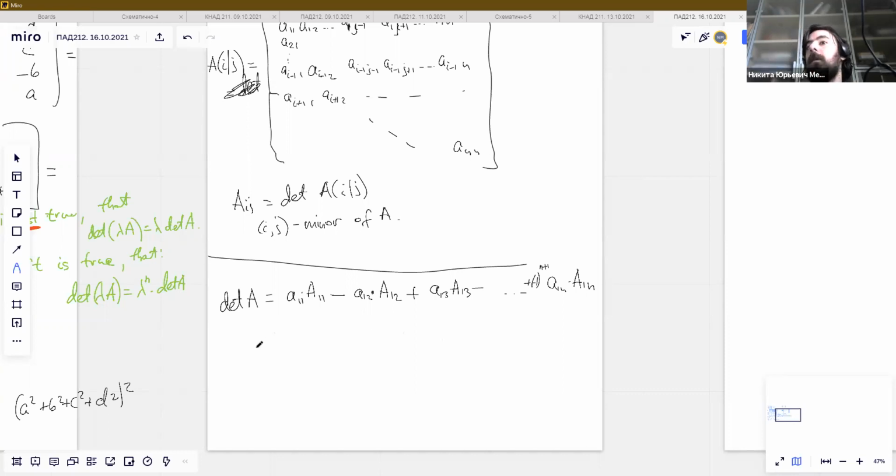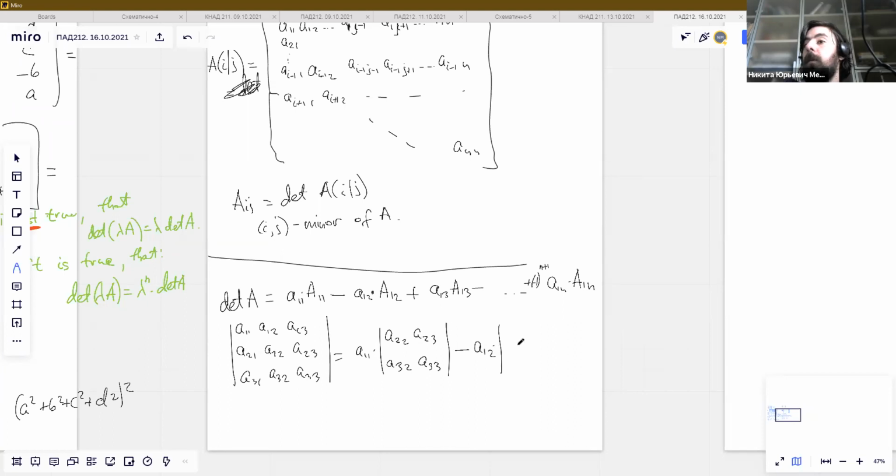Let me illustrate this in the 3x3 case. In the 3x3 case, this formula gives A11 times this part. This is what remains if I cross out the first row and first column containing this element. This part remains. Minus the second element in the row times the following determinant. This, this, this, and this. I cross out the first row and the second column that corresponds to the second element. So what remains is 2 elements to the left and 2 elements to the right. And finally, A13 times the remaining block. This one, the bottom left block.